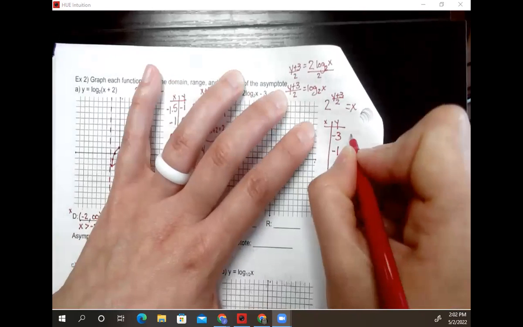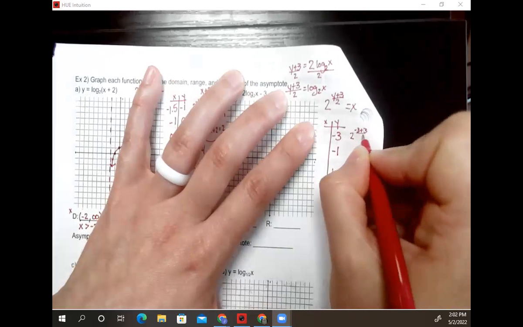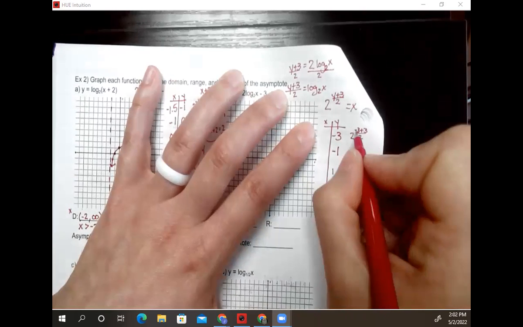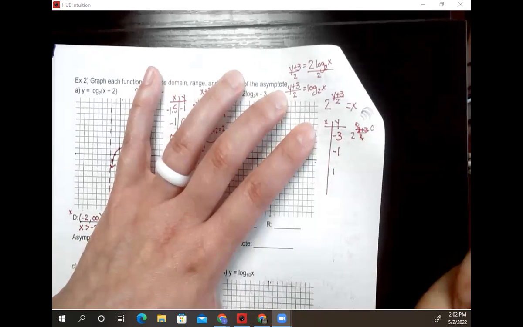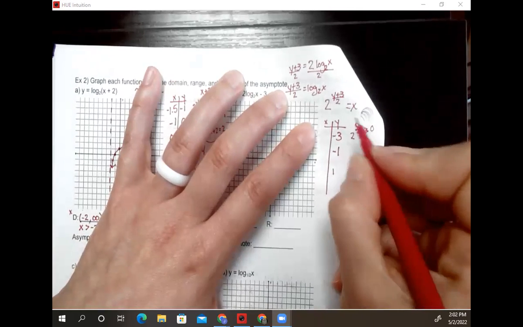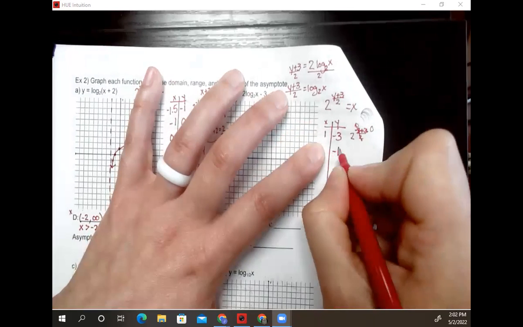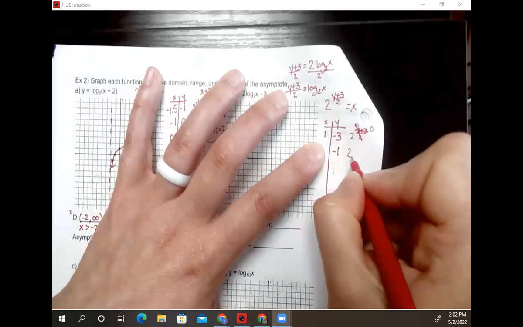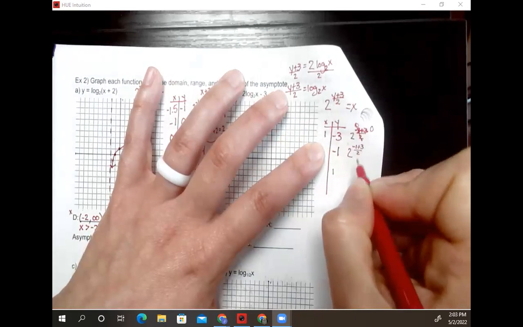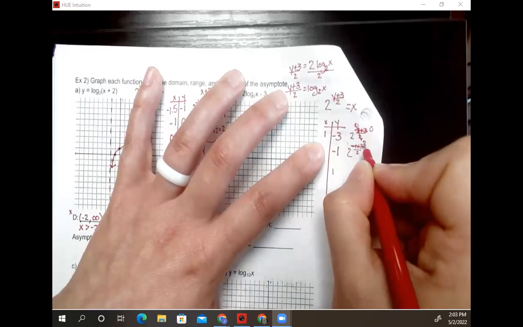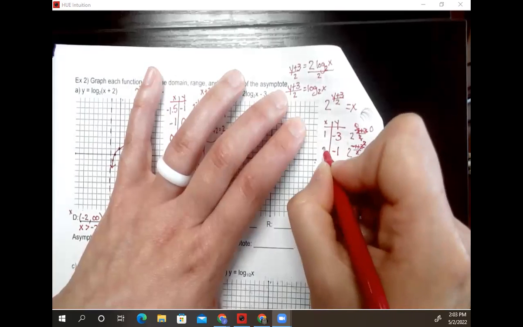So when I do this, I would get 2 to the (negative 3 plus 3) over 2 power. Now this would be 0 over 2, which would just be 0 for my exponent. Anything to the 0 power is 1. Now I'm going to plug in negative 1. So this would be 2 to the (negative 1 plus 3) over 2. Negative 1 plus 3 would be 2. 2 over 2 is 1. So this is 2 to the first power, which is 2.